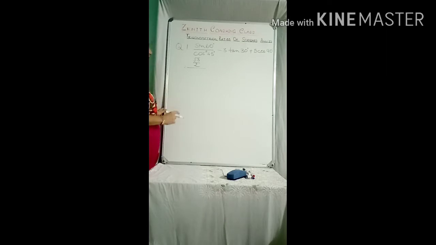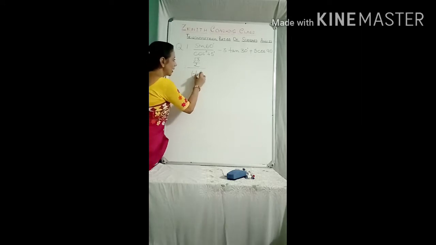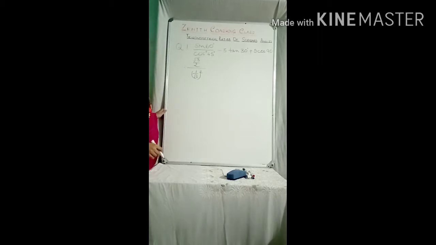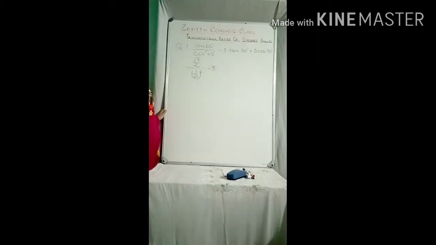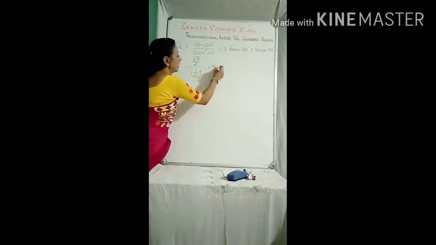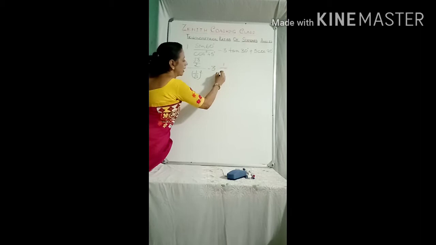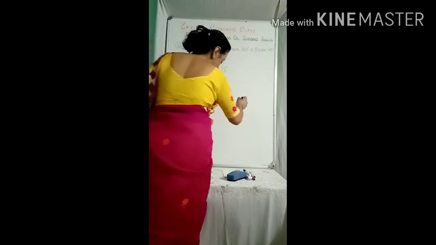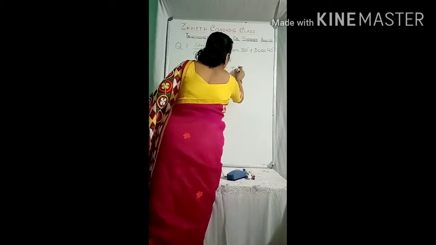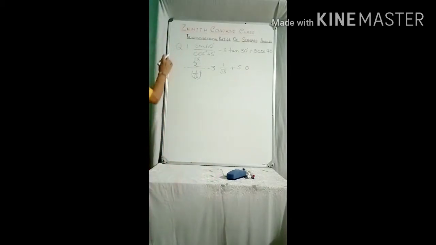Now cos square 45 degree. What do you know about cos 45 degree? Cos 45 degree is 1 by root 2, so cos square 45 degree is (1 by root 2) square. Minus 3 tan 30 degree. Tan 30 degree means 1 by root 3, so that is 3 multiplied by 1 by root 3, plus 5 cos 90 degree. Cos 90 degree equals 0, so 5 cos 90 degree equals 0.